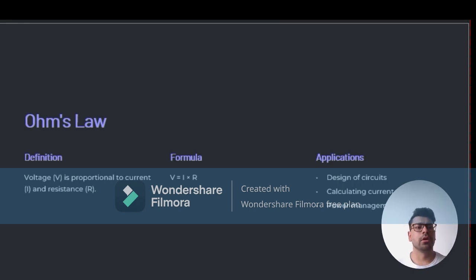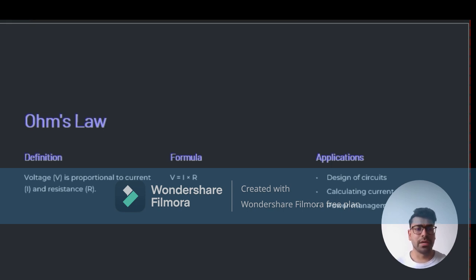Ohm's law. Ohm's law tells us how voltage, current, and resistance relate to each other in an electric circuit. It is expressed with the formula V = I × R, where V is the voltage in volts, I is the current in amperes, R is the resistance in ohms.